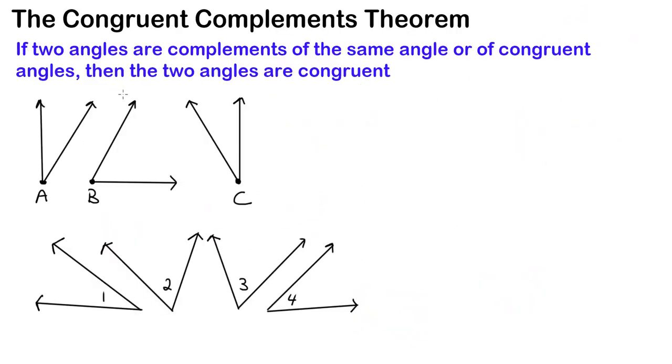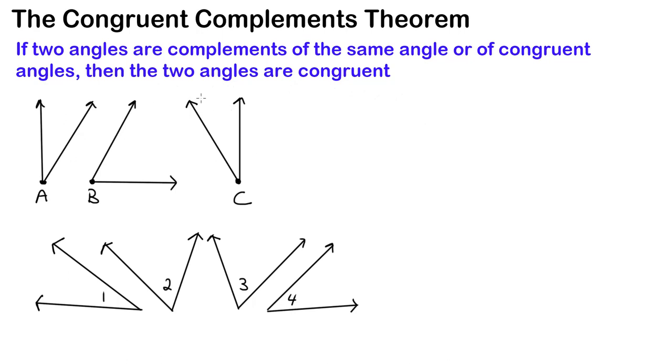All right, now let's talk about the congruent complements theorem. This could be a little tricky to understand, but if you break it down piece by piece, you should be able to get it. The congruent complements theorem says, if two angles are complements of the same angle or of congruent angles, then the two angles are congruent. So let's see what that means.